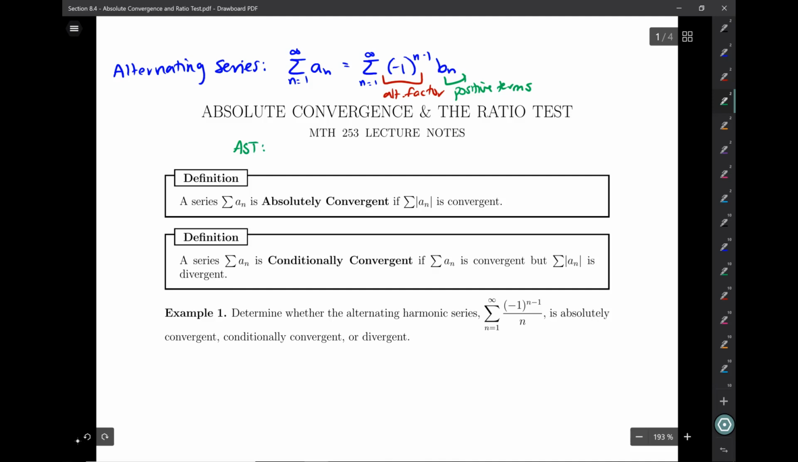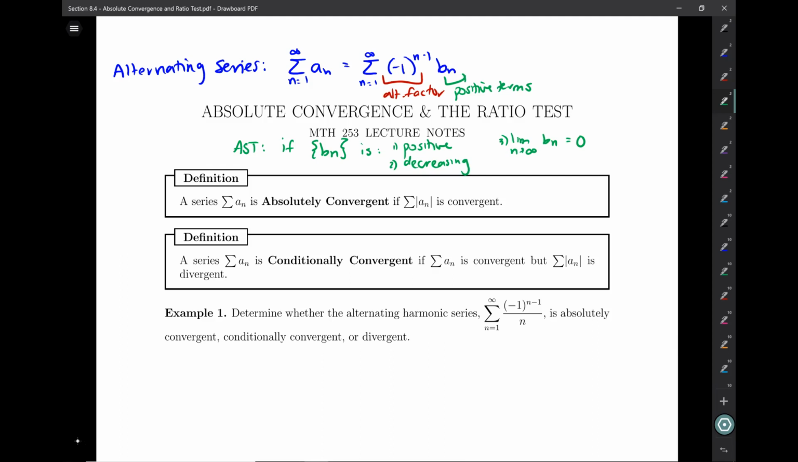In order for an alternating series to converge, we learned the alternating series test, and that said that an alternating series converges if three things hold. The sequence b sub n needs to be positive, and it needs to be decreasing. I'll number these. And then it also needed to have its limit approach 0. So that's all we needed in order for an alternating series to converge.